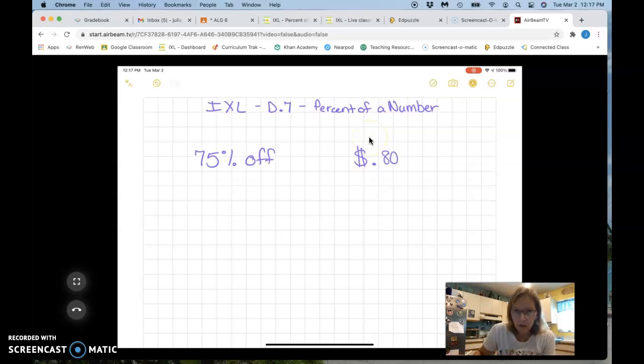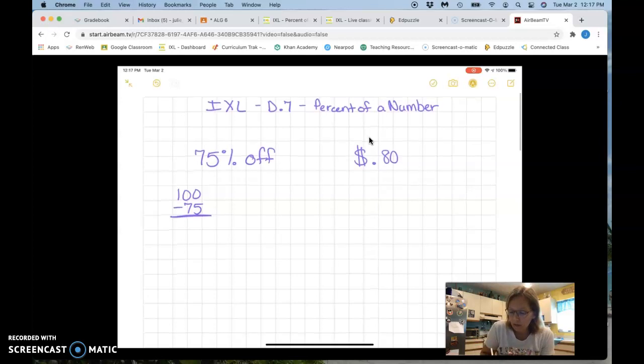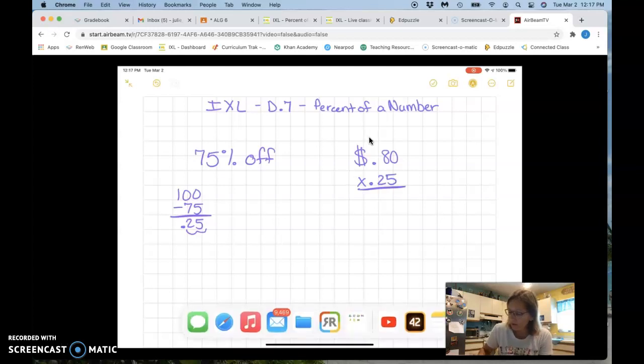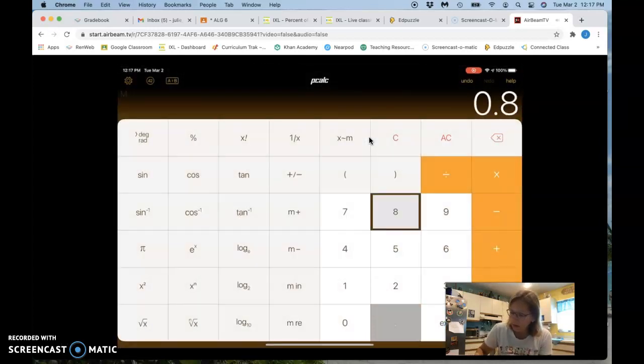The first thing you're going to do when something is a percentage off is subtract it from 100, because I want to figure out how much I'm going to pay for this. So 100 minus 75 is 25. Then you move that decimal 2 places to the left and multiply it by the price of the product. So I'm going to do times 0.25. So 80 cents times 25%.